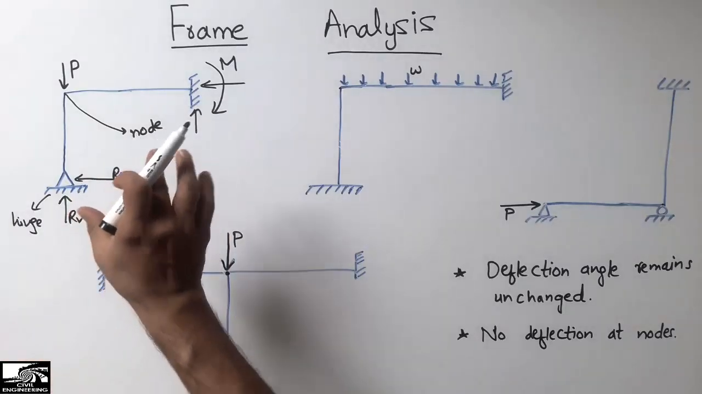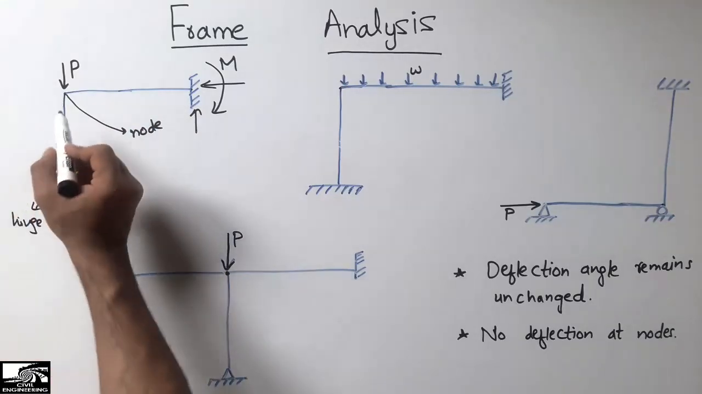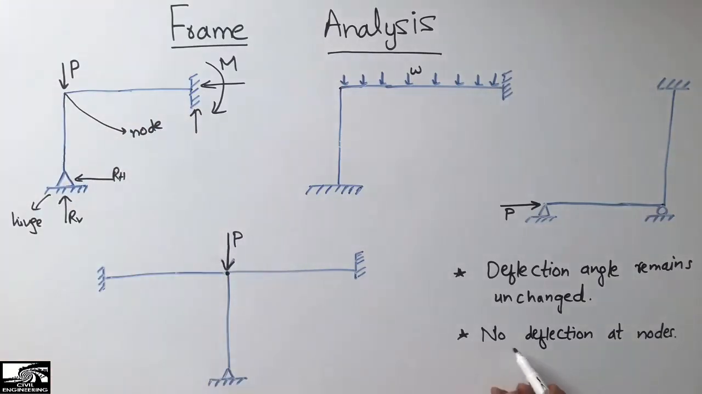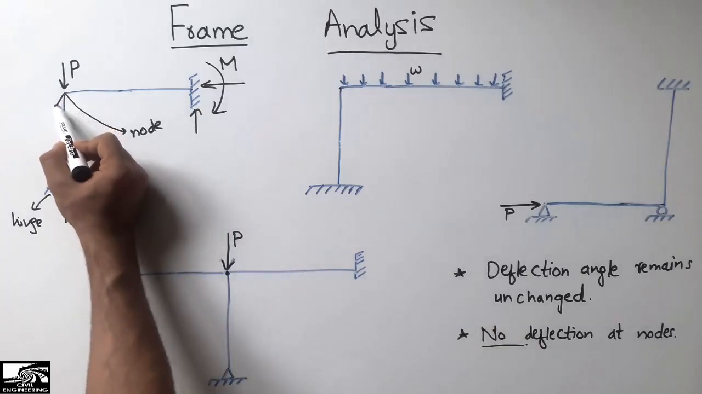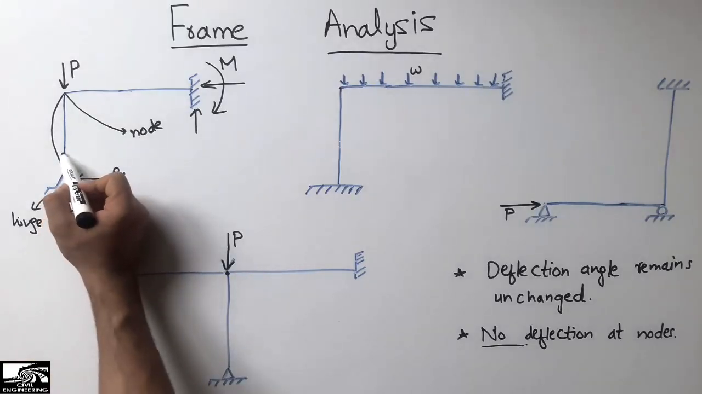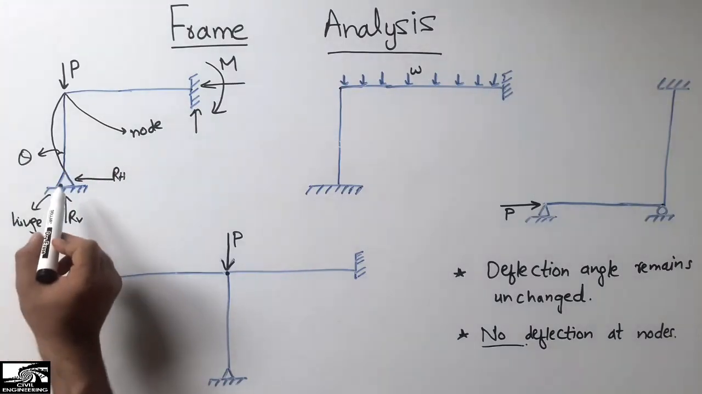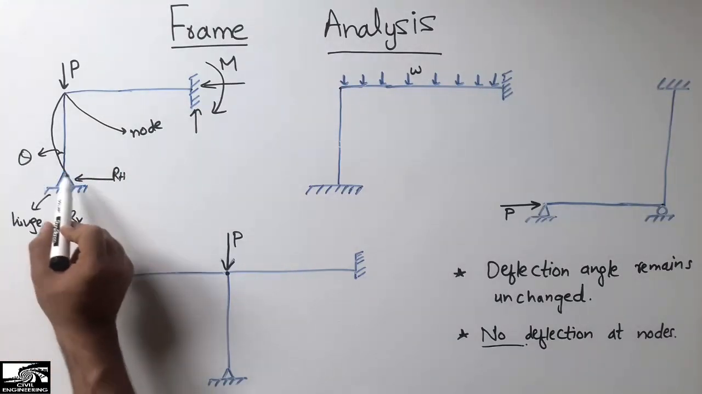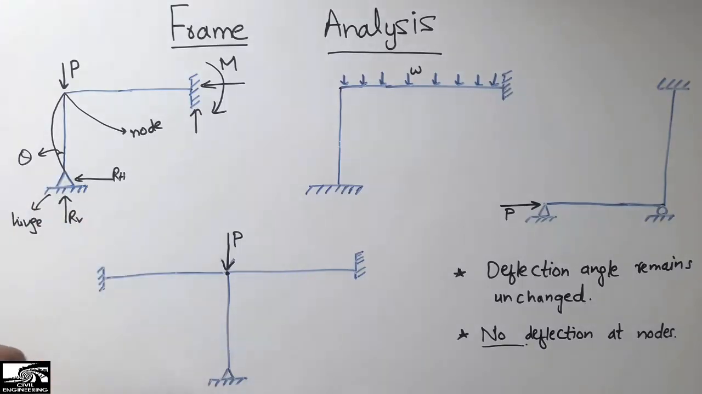To draw its deflected shape, first of all we should know that the load is acting at the node. So no deflection is allowed here at the node, as you can see. Due to the load, it will deflect in this way. So this point will show rotation. This is the rotation theta, because the hinge support does not resist any movement. So it will show slope, or rotation, at this point.